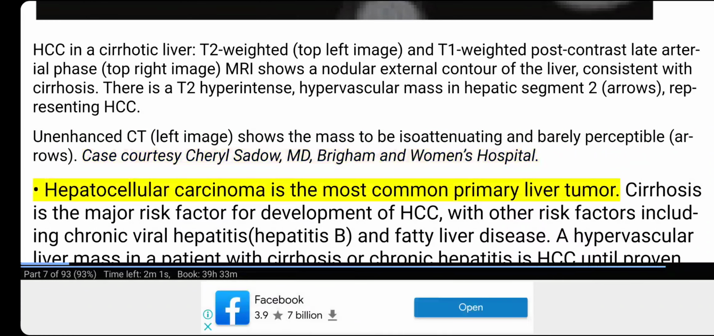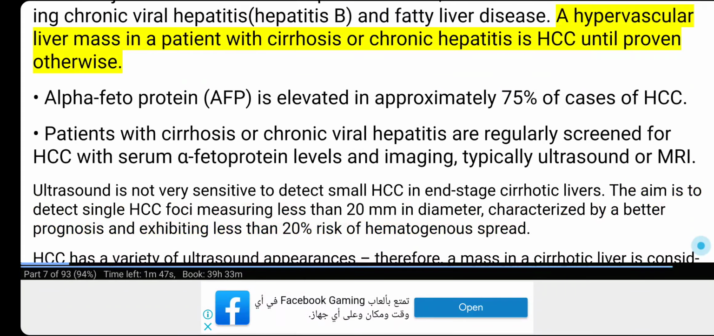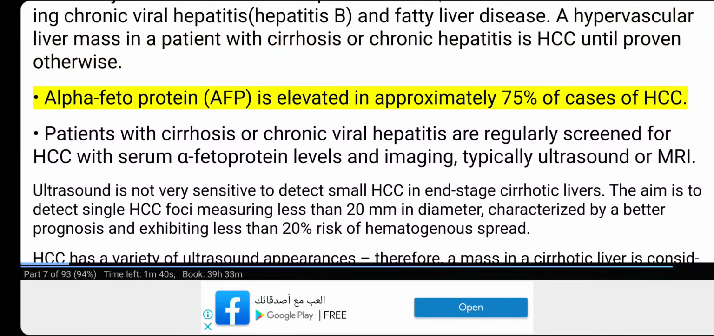Hepatocellular carcinoma is the most common primary liver tumor. Cirrhosis is the major risk factor for development of HCC, with other risk factors including chronic viral hepatitis, hepatitis B, and fatty liver disease. A hypervascular liver mass in a patient with cirrhosis or chronic hepatitis is HCC until proven otherwise. Alpha-fetoprotein (AFP) is elevated in approximately 75% of cases of HCC.